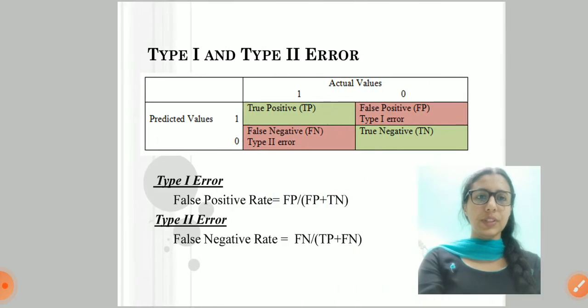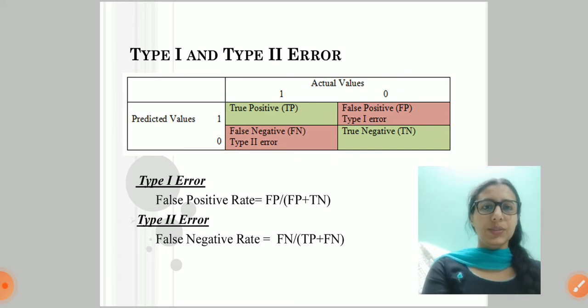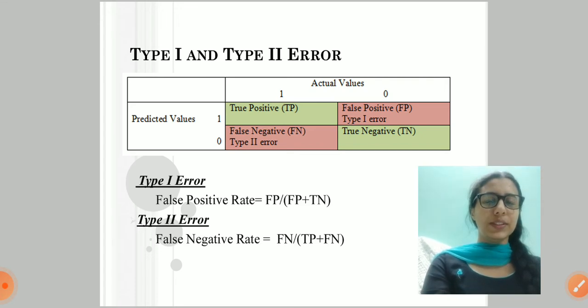So next is type 1 and type 2 error. Here, for the binary classification method, false positive is known as a type 1 error, and false negative is also known as a type 2 error.